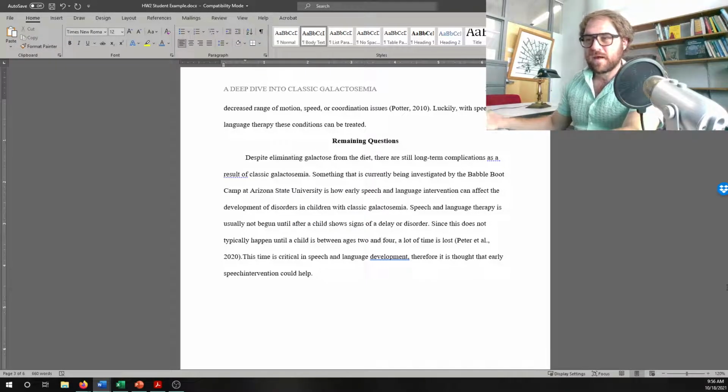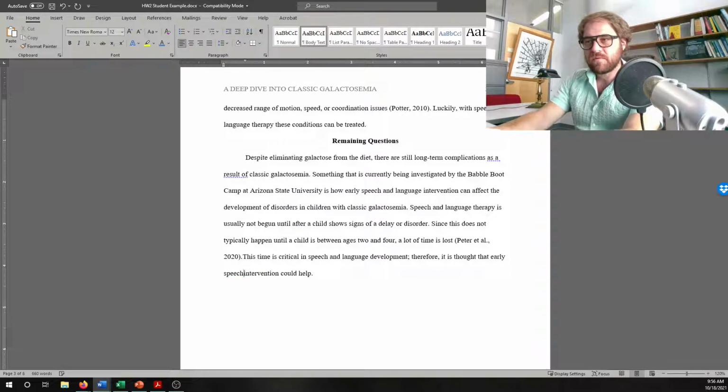A lot of time is lost. This is critical in speech language development. Therefore, it is thought that early speech intervention could help. There's a few more things going on here. This should be a semicolon because it separates therefore from the rest of the sentence, and then a comma after therefore. Therefore is usually treated kind of like a however. Speech intervention needs a space.